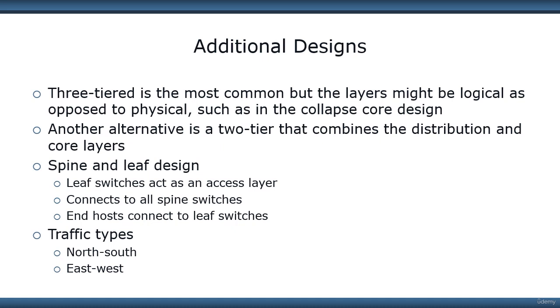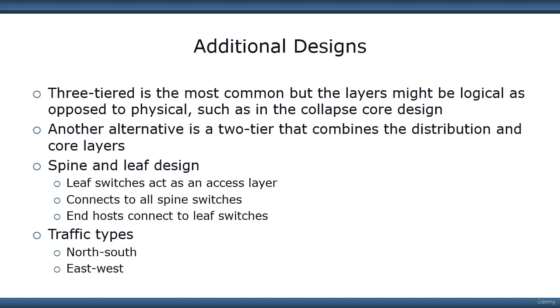Okay, so the spine and leaf design just consists of two layers, the spine and the leaf layers. Some engineers will call the spine layer the core or the backbone layer, and then you have the leaf switches that act as an access layer. So it's really just a two-tiered approach with a slightly different name.